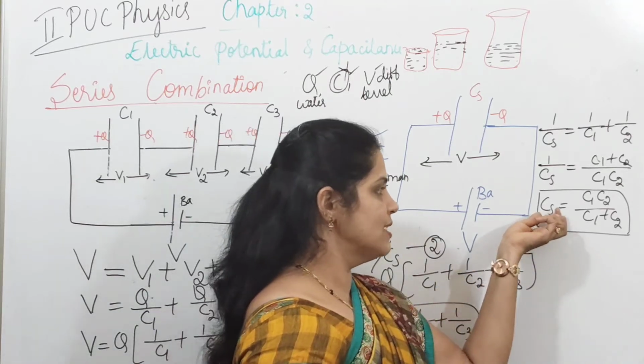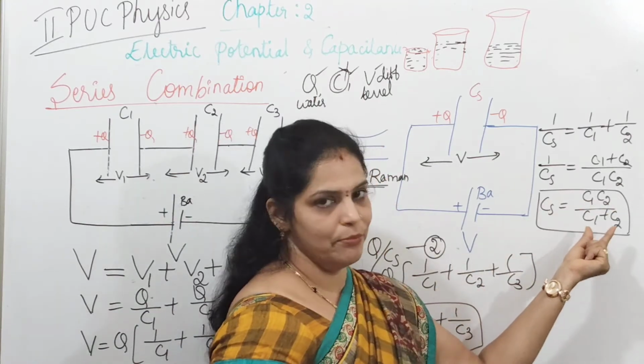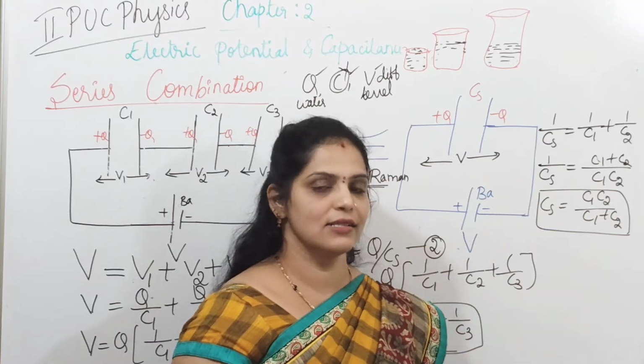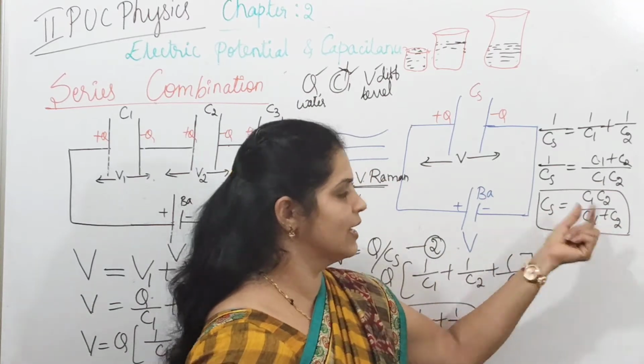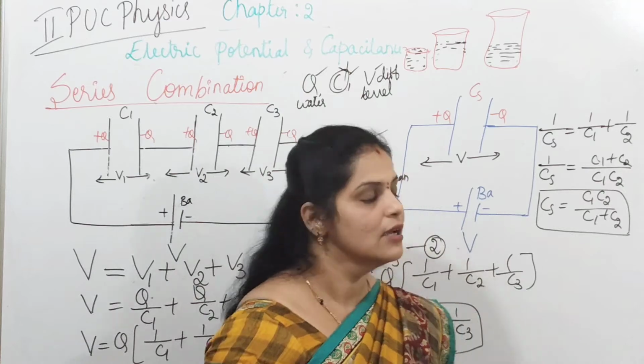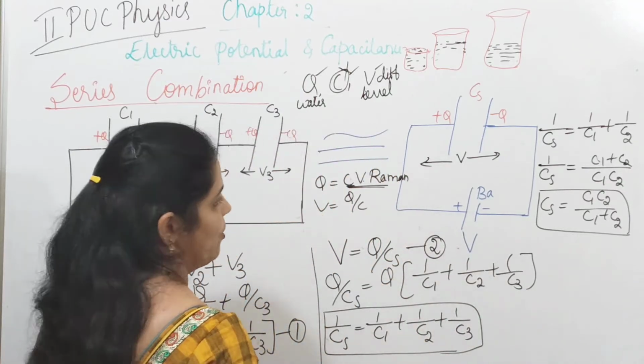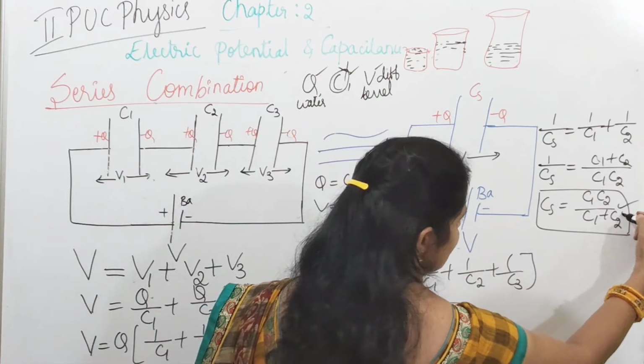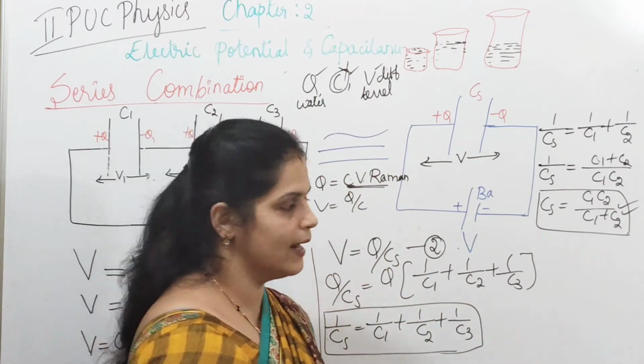So how to remember? CS is product by sum. Product of capacitance of two capacitors divided by sum of two capacitances, right? Product by sum. That formula you have to use. Usually we are using this while solving numericals, right?